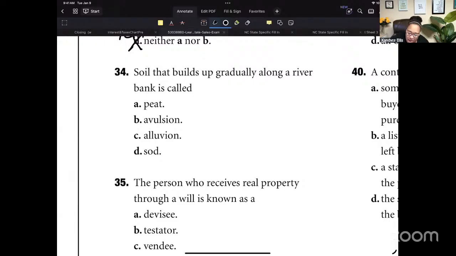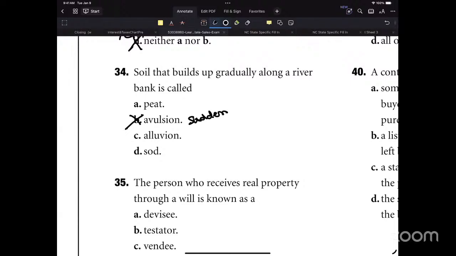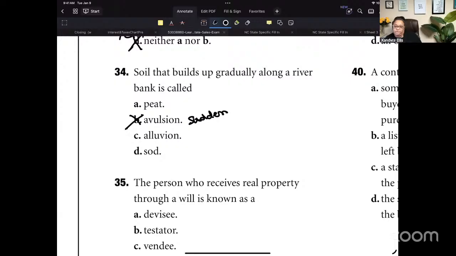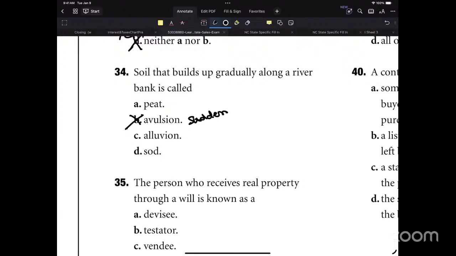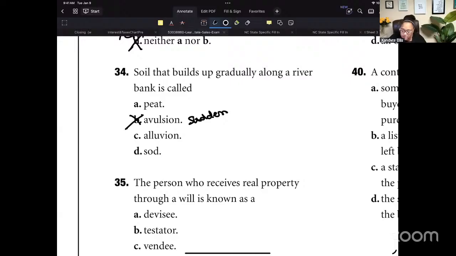Well, I know it's not avulsion, because avulsion is the sudden, violent tearing away of land, like an earthquake or a flood or something. I think it's alluvion. Well, I know it's not sod. Sod is that stuff that we put down when you want new grass. And peat makes me always think of peat moss. I don't actually know what the real definition of peat is, but I know it's not soil that builds up.